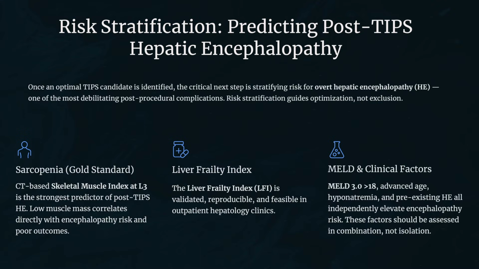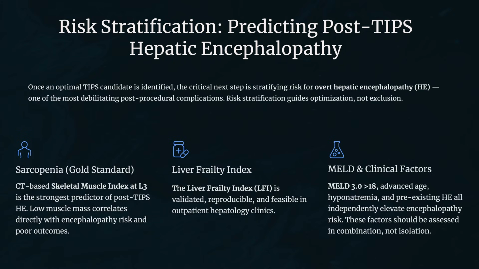And that's a really important question to answer because hepatic encephalopathy can be significantly debilitating for patients and affect morbidity quite a bit. And so once you identify the optimal candidate for a TIPS, the next major question is risk stratification, mainly to identify which patients are at higher risk of developing hepatic encephalopathy.